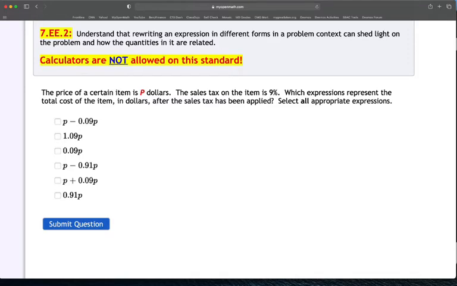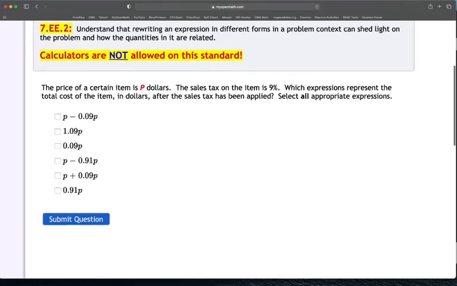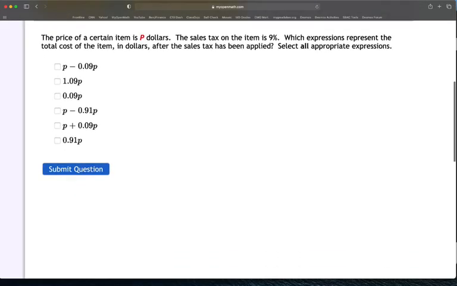In the standard 7.EE.2, where we are asked to understand that rewriting an expression in different forms in a problem context can shed light on the problem and how the quantities in it are related. A reminder that calculators are not allowed in this standard. Let's pretend like you are presented with the problem that goes something like this.